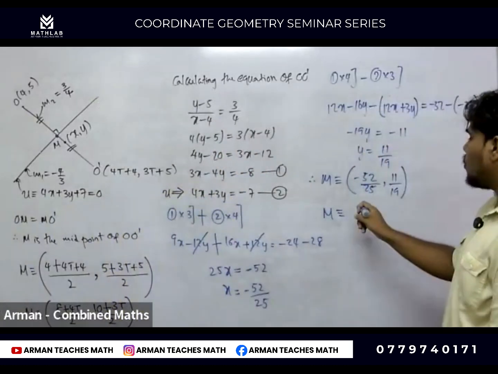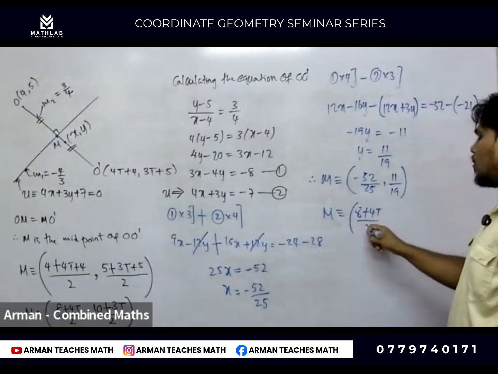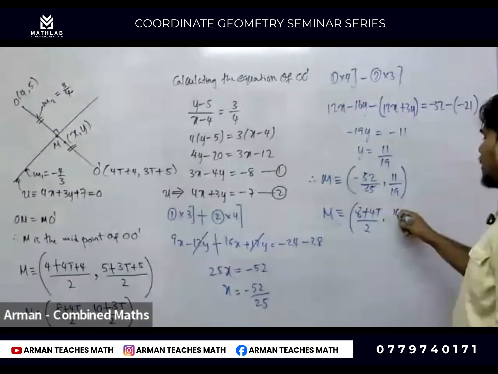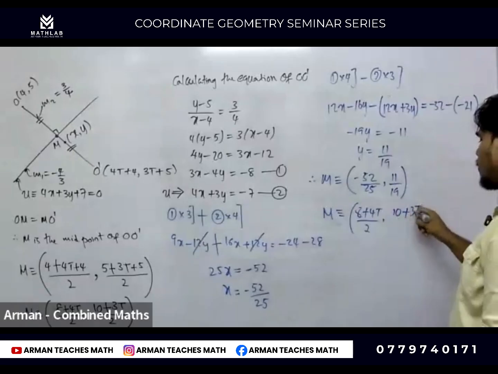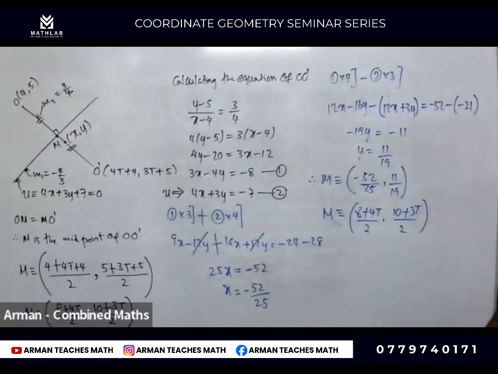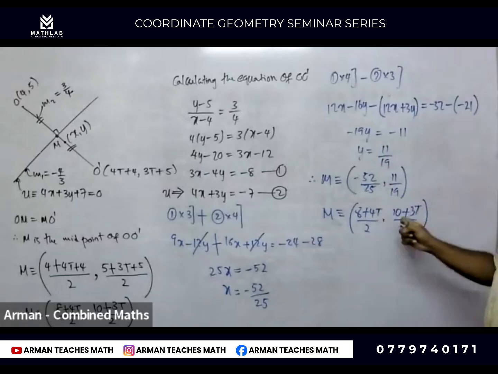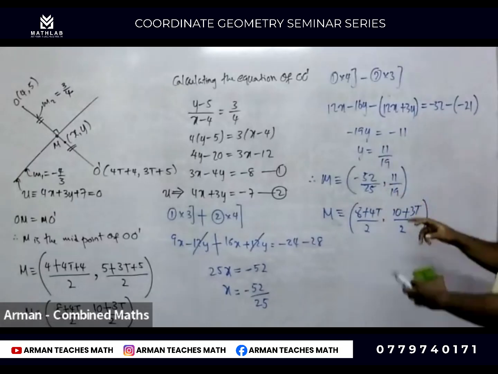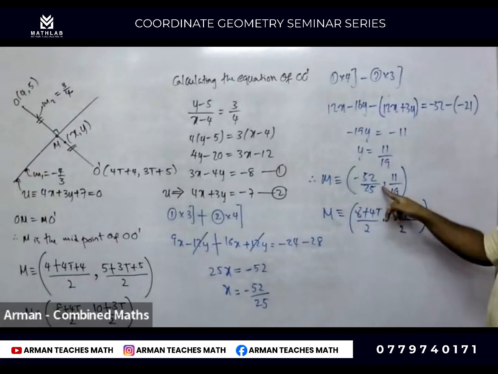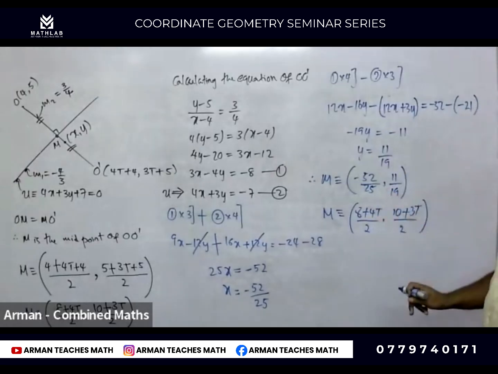8 plus 4t over 2, comma, 10 plus 3t over 2. Then look, same M point's coordinates in two different ways. So x coordinate equals x coordinate, y coordinate equals y coordinate. From both, you should get the same answer. You can take one of them and do it. So I'll take this one. I think the second one is easy, no?